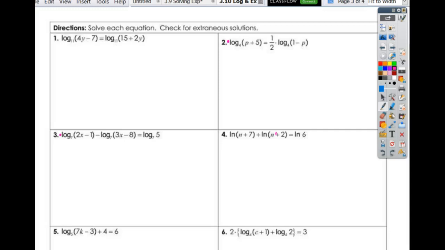Okay, and number 2, there's logs on both sides, so that means you have to simplify the log and then solve. So where does this 1/2 go? It goes to the exponent. Why doesn't it go on the 1 and the p? Because it's in parentheses. So I'm going to raise this to p plus 5.